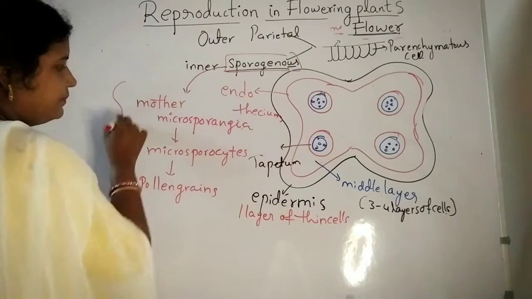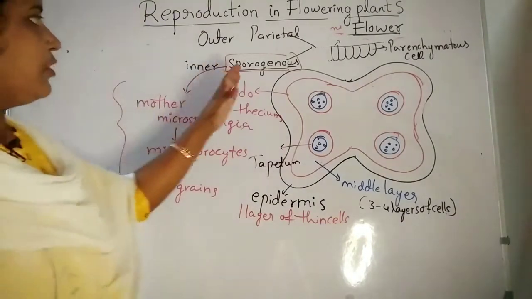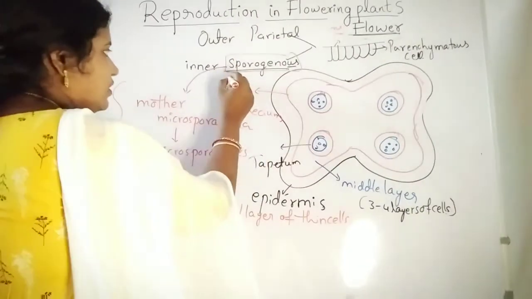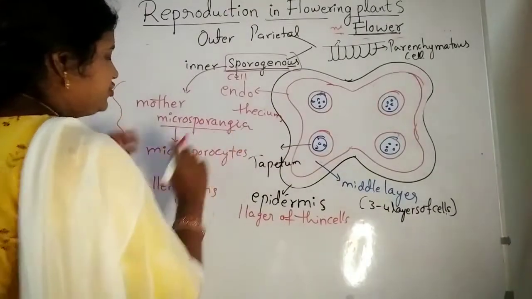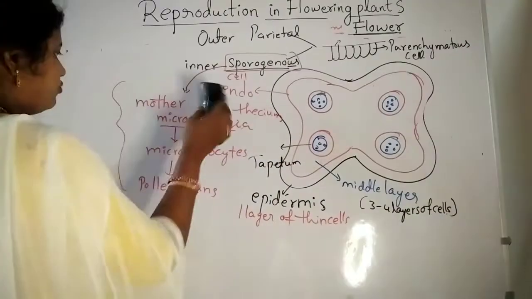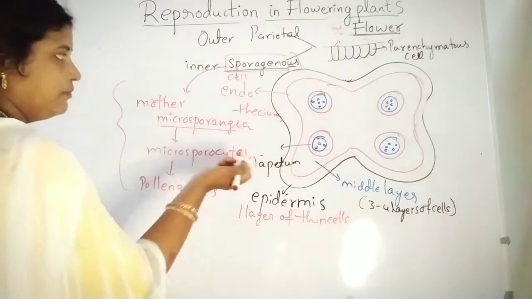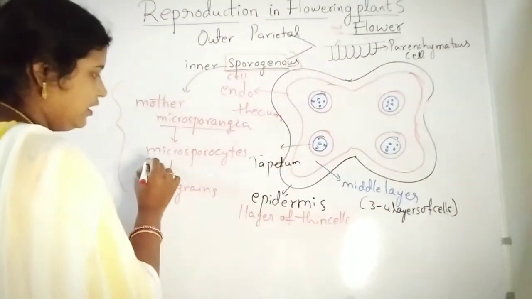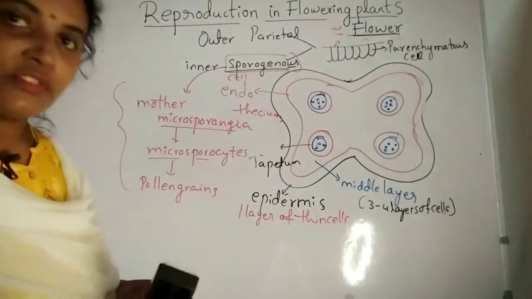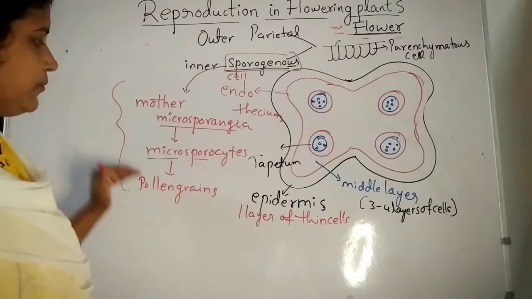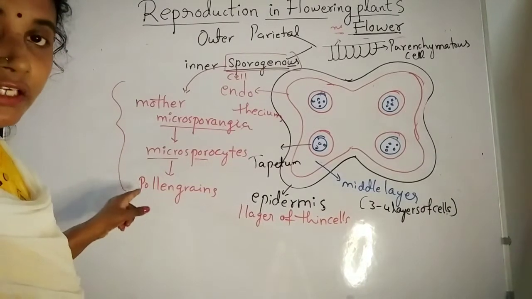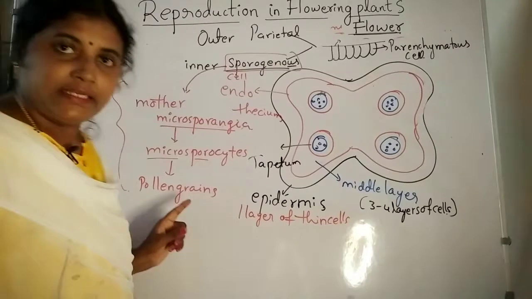So it is a very simple flow chart. From the sporogenous cells it forms the microsporangia. From the microsporangia, that is nothing but the mother microspore cell, it is producing microsporocytes. After the microsporocytes, it is producing the pollen grains.